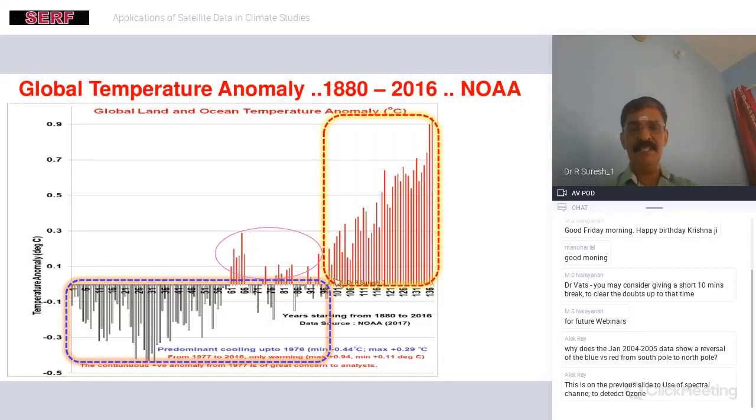Beyond 1977, 1976, as I have written in the next slide, it's 1977. Up to 1976, apart from a small portion where there was warming, otherwise it was perfect cooling. The initial period, starting from 1880, remember, up to 1976 is a cooling phase, with sporadic warming in between, whereas from 1977, a complete warming episode is taking place.